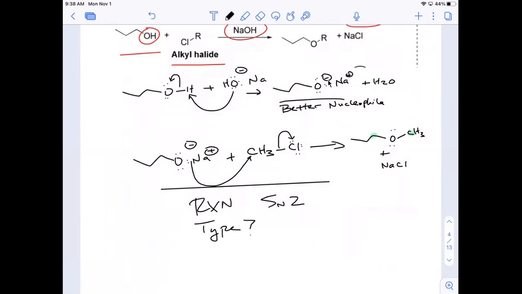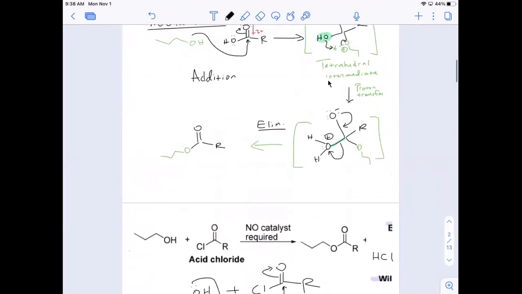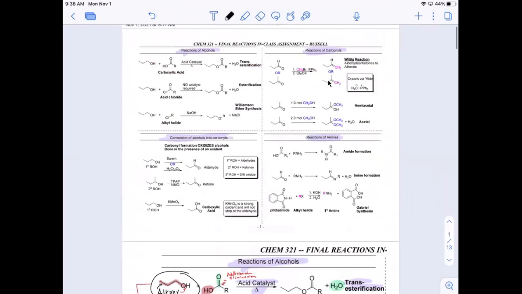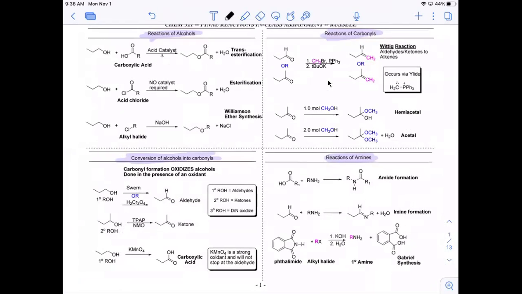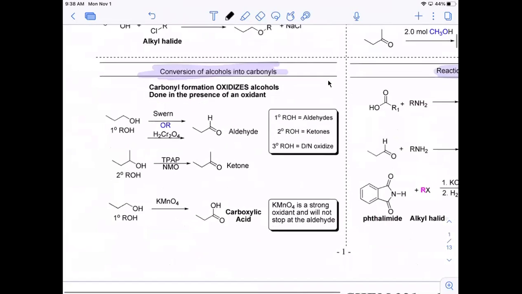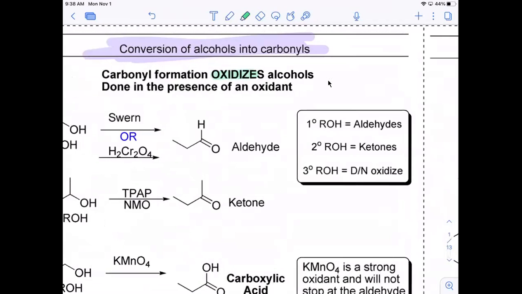All right. So now let me grab that second quadrant, because we now see one way alcohols can react is to make esters or to make ethers. Now we're going to look at the other part of the quadrant, which is conversion of alcohols into carbonyls. These are what we call oxidation reactions.